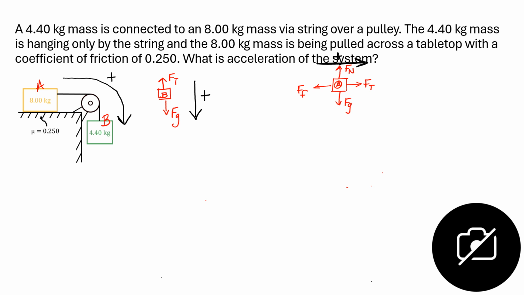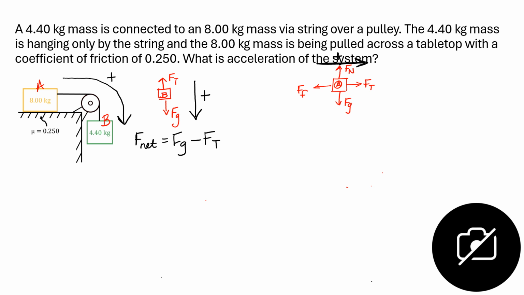This is a good place to stop the video, and if you need to, or think you're able to, try to solve this problem. If you're not quite ready to do this on your own, let's go ahead and set some things up. We need to set up the F-net equations for box A and box B. I'm going to again start with box B. F-net equals, and because FG is in the positive direction, it's going to be positive. FG minus FT.